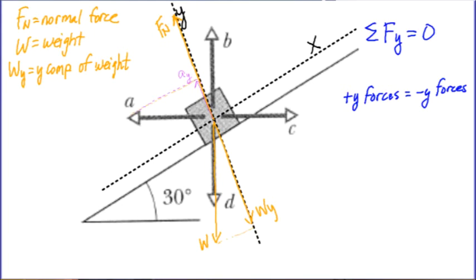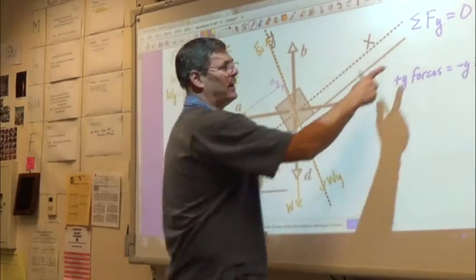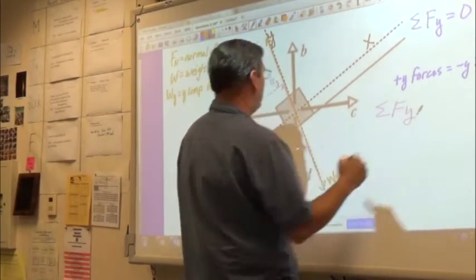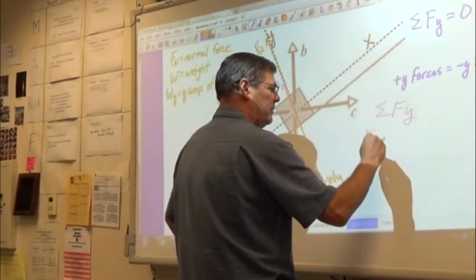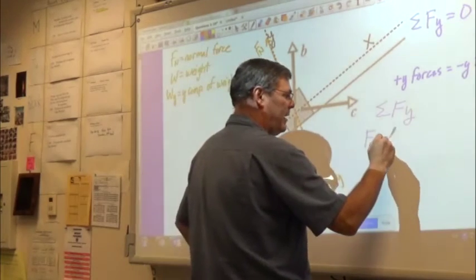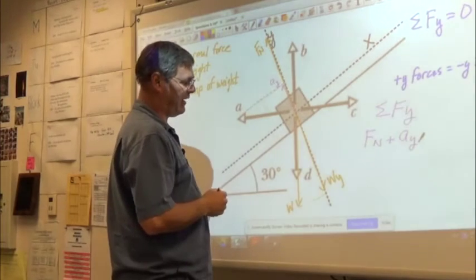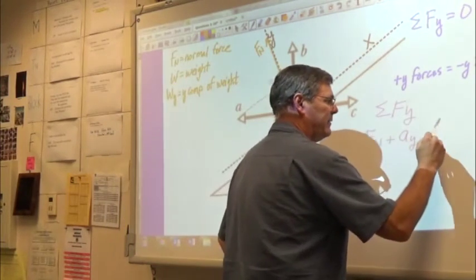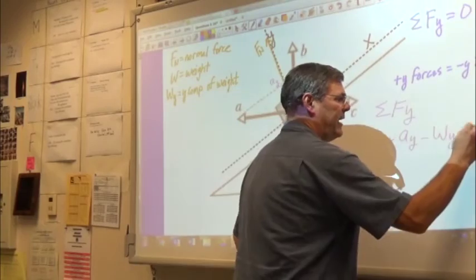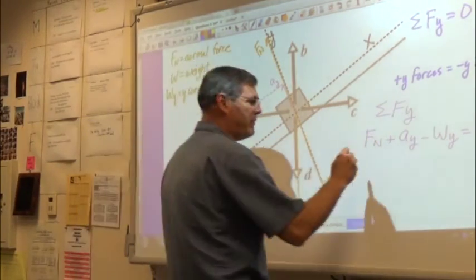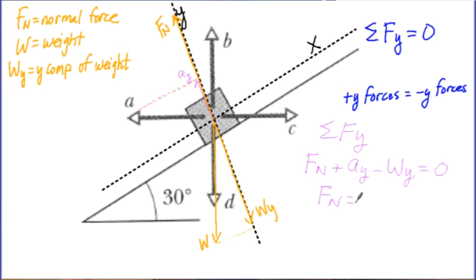All right, now let's look at the sum of the forces in the y. I have the normal force and the y component of A, and they're both in the positive direction, so they have a positive sign associated with them, but the y component of weight is in the negative direction, so it has a negative sign. And those three forces add to 0. So if I solve that for the normal force, I see that the normal force is the y component of weight minus Ay.